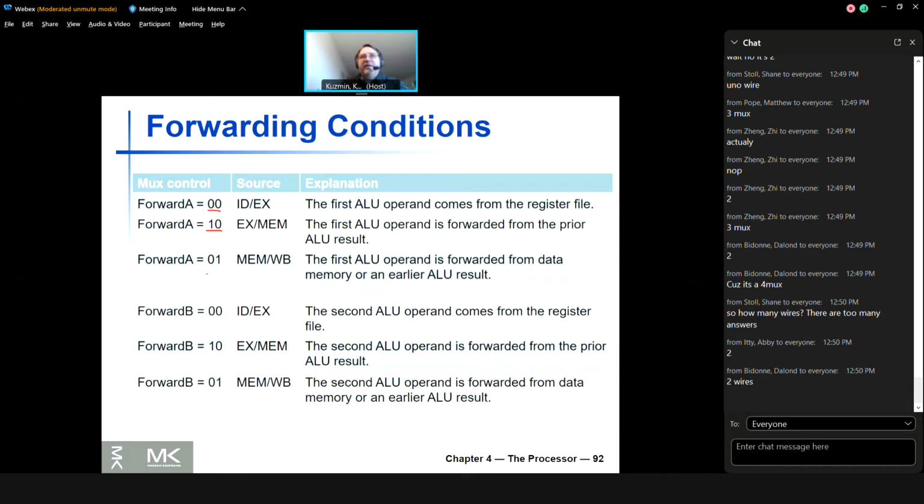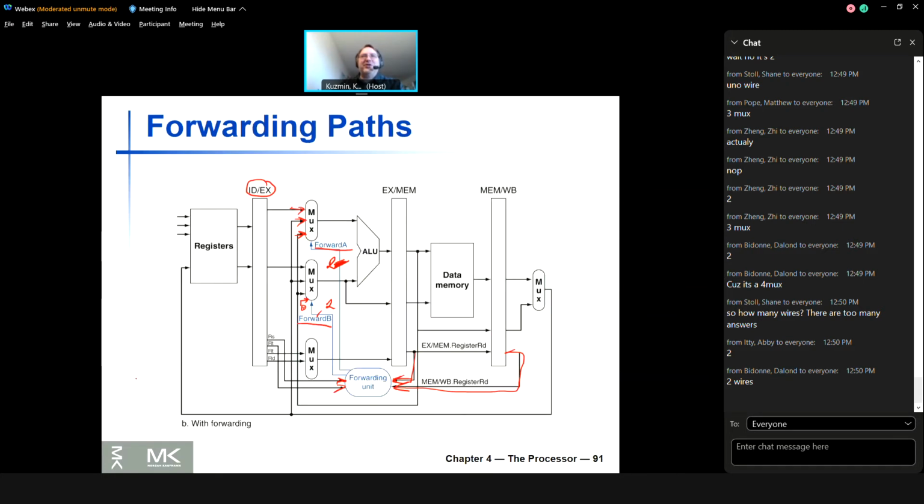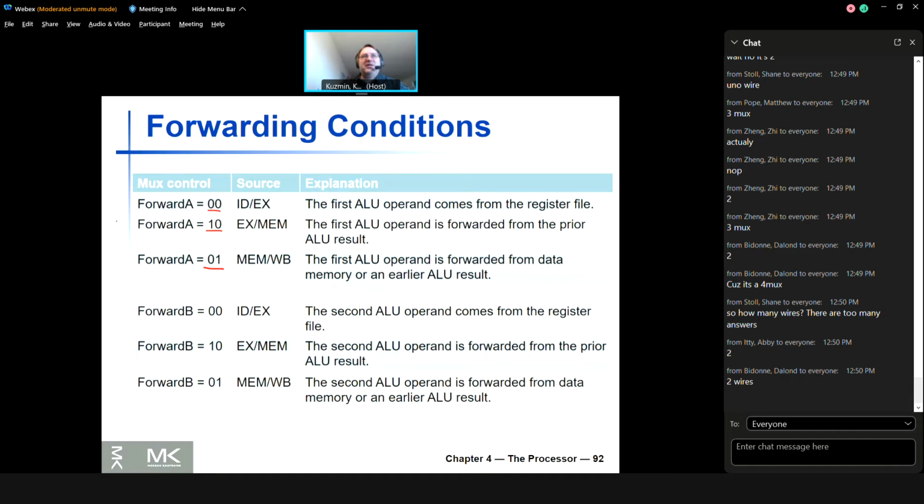And now our second case, right? So this is kind of my favorite, Roman numeral 1 and Roman numeral 2. So two major cases. We see this is number 1, this is number 2. The first ALU operand is forwarded from data memory, or from an earlier ALU result.